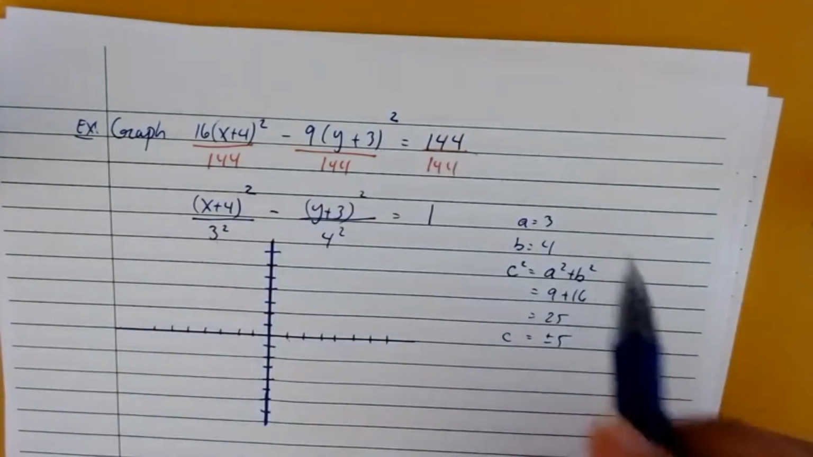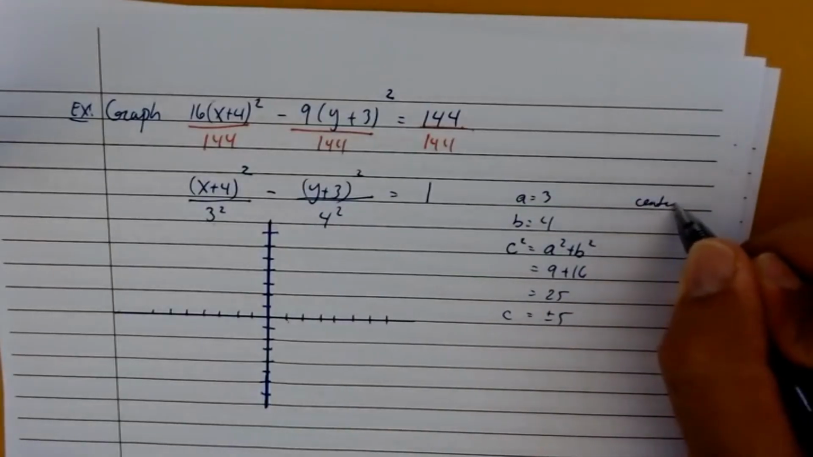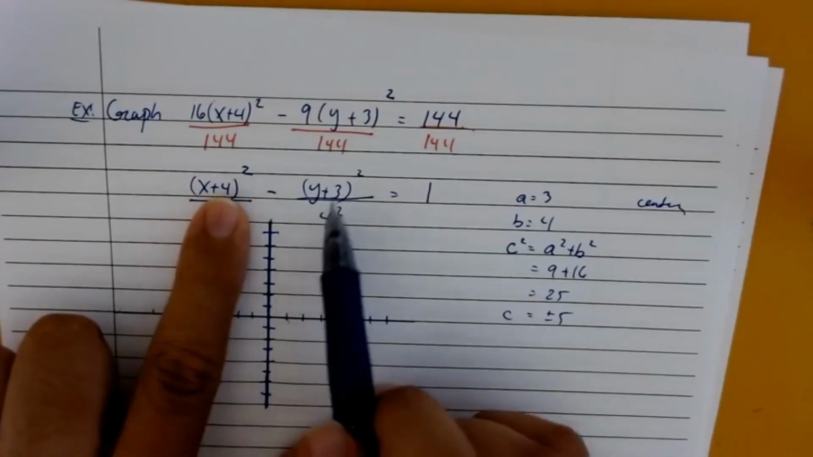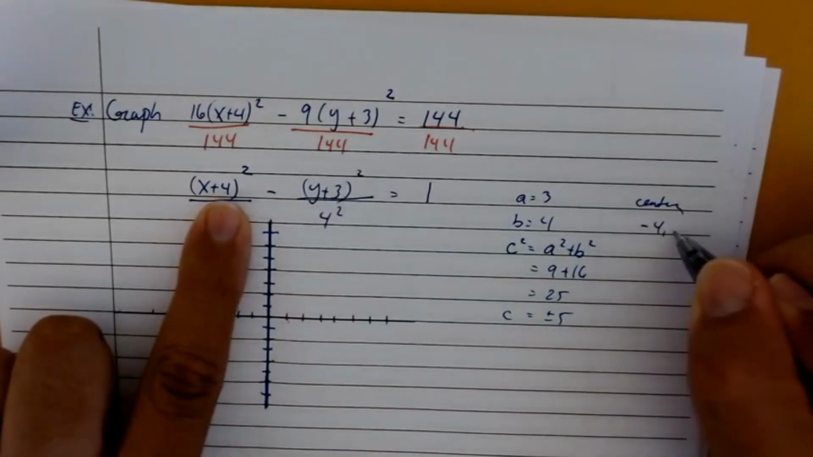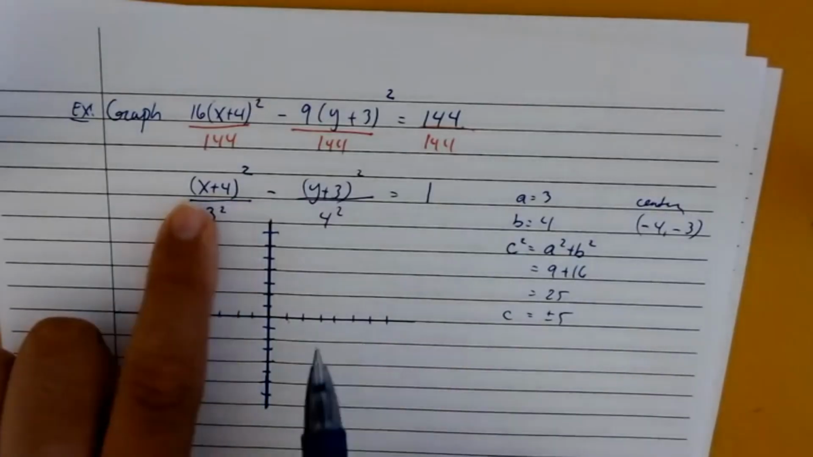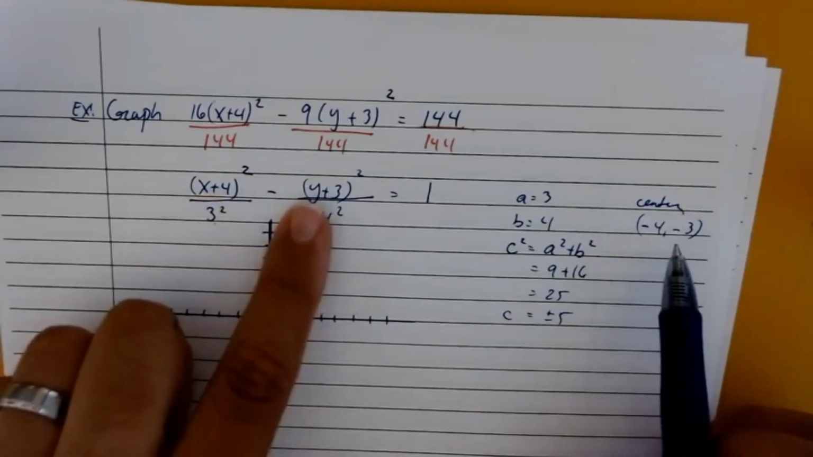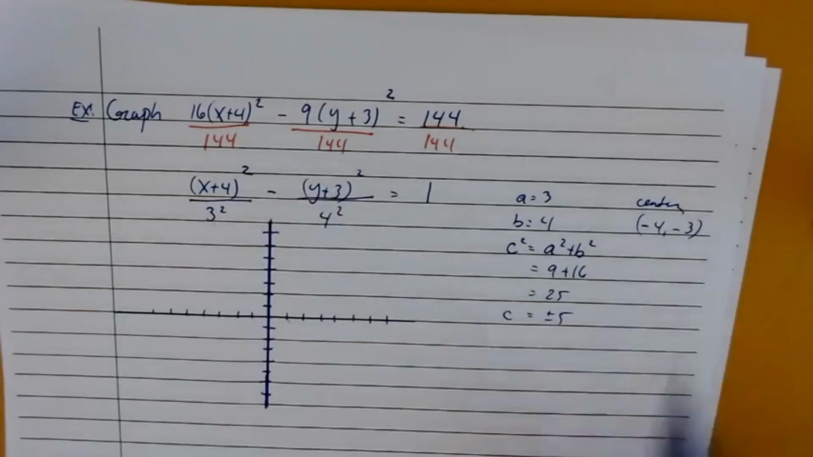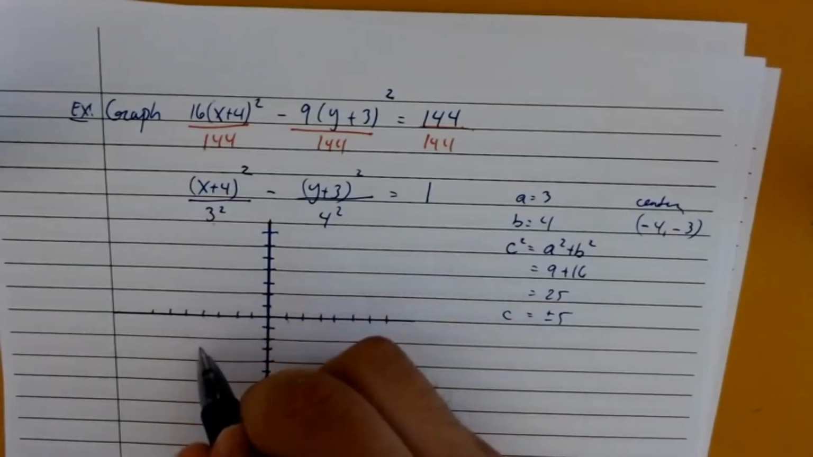All right, starting with our center. Oh, I guess I should have said that too. Our center, what number are you subtracting from x? You're subtracting a negative 4. What are you subtracting from y? You're subtracting a negative 3. Or if you prefer, you can say, what number do I plug in for x to make that 0? Plug in negative 4. What do you plug in here to make this 0? You plug in negative 3. So either way, you have your center of negative 4, negative 3.